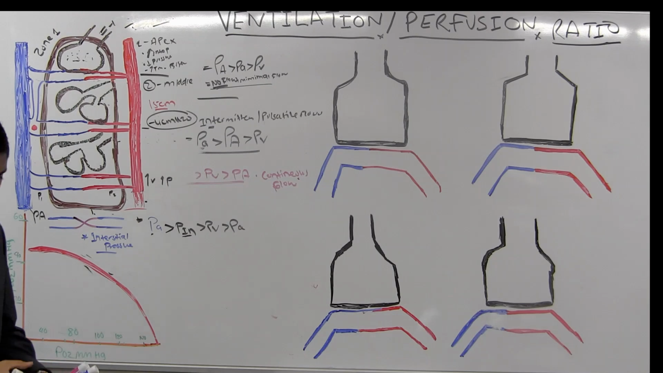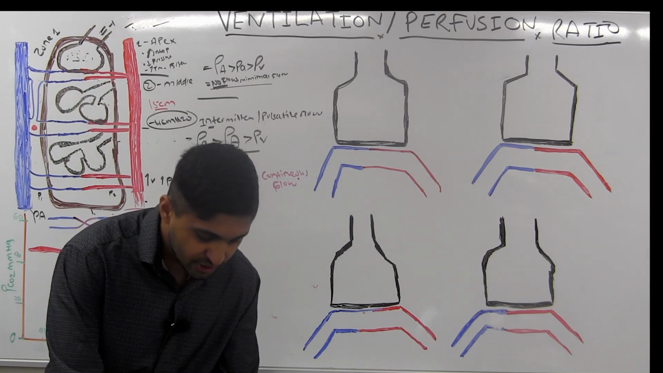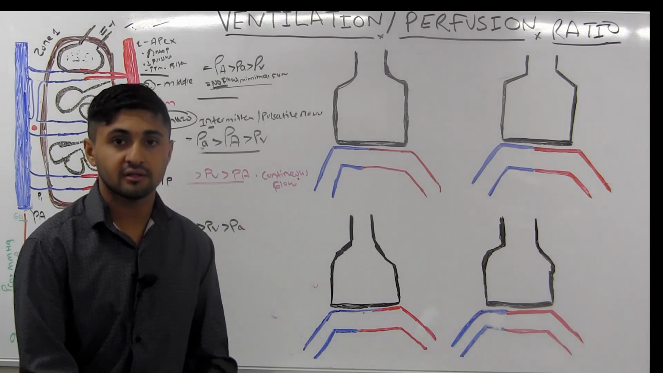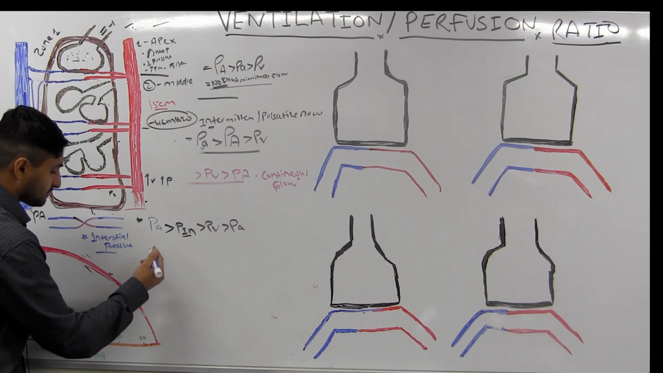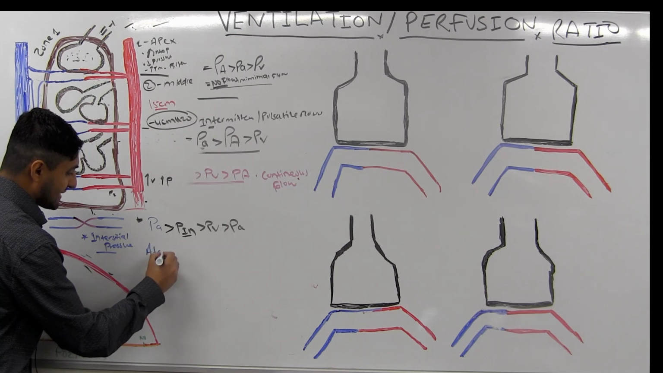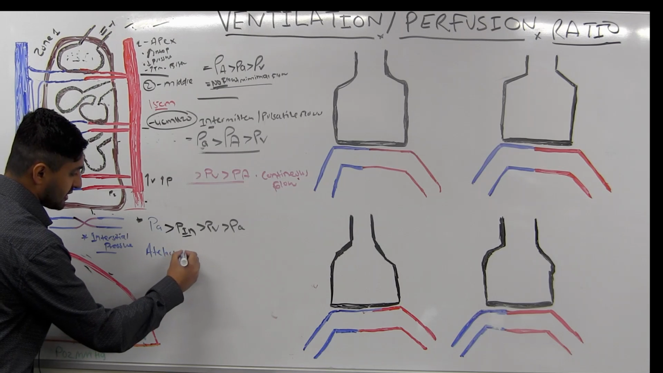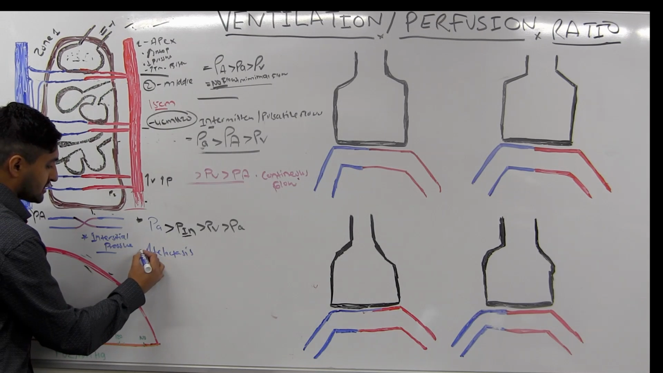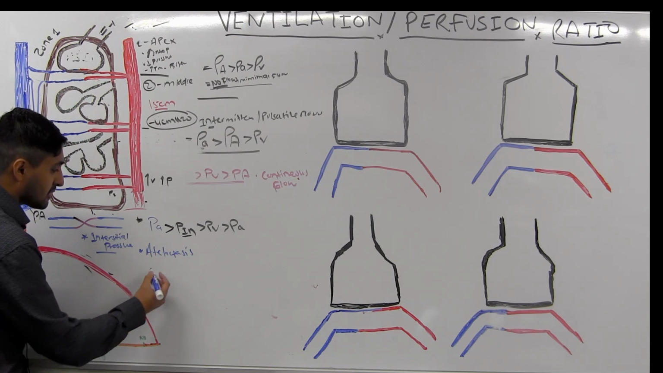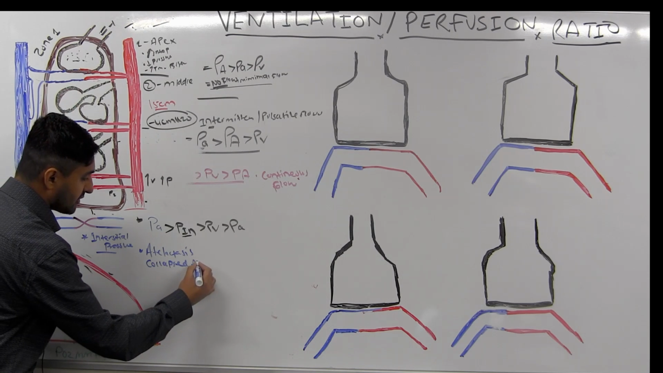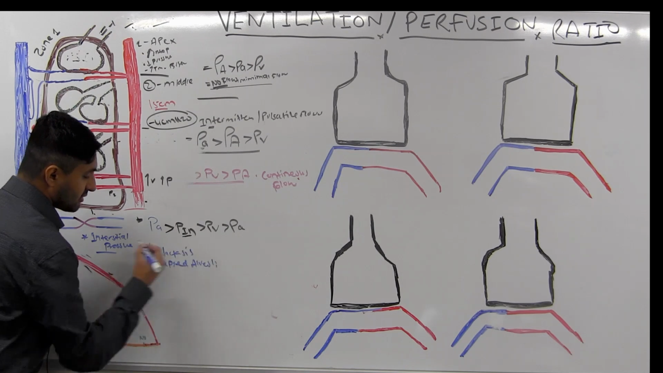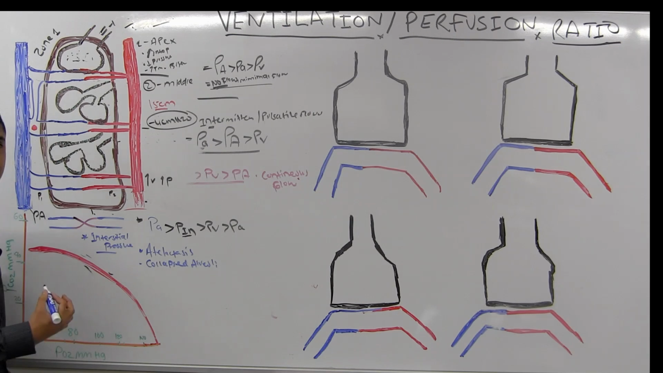And remember, one of the important factors is that you usually see this in some clinical conditions. What are the clinical conditions? Whenever you have, let's say, atelectasis, which I can't pronounce, which basically means collapsed alveoli, or a collapsed lung. So whenever you have that, what is going to happen?